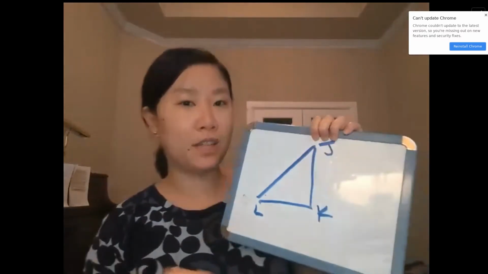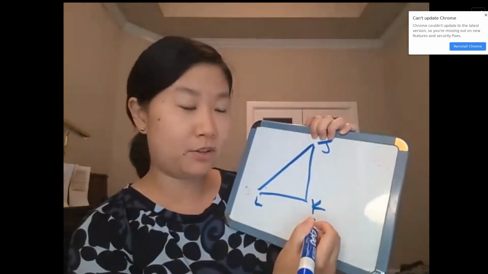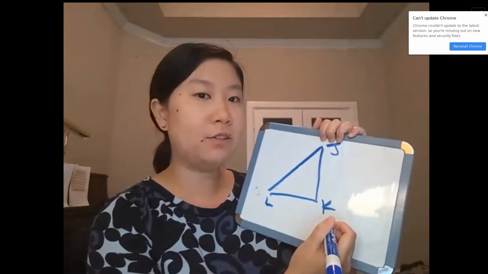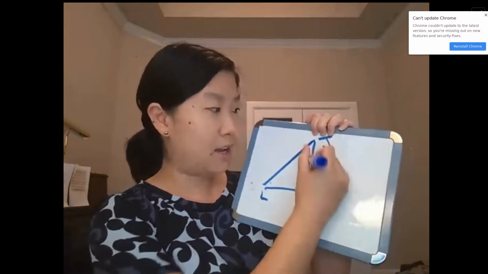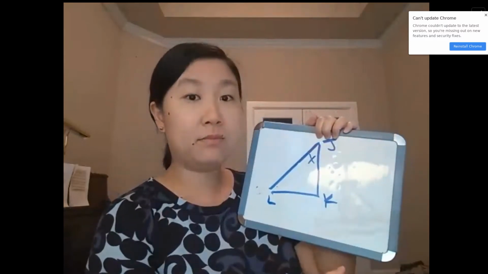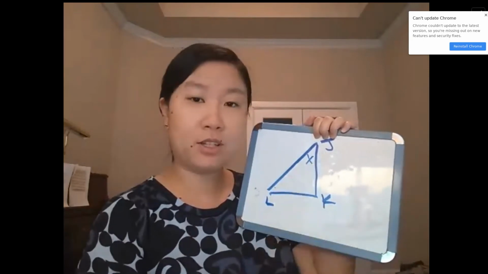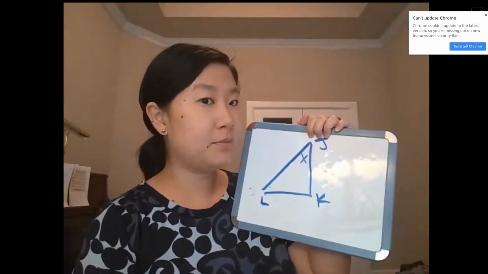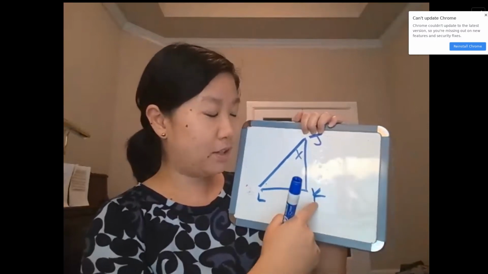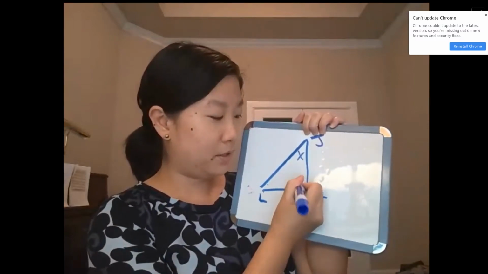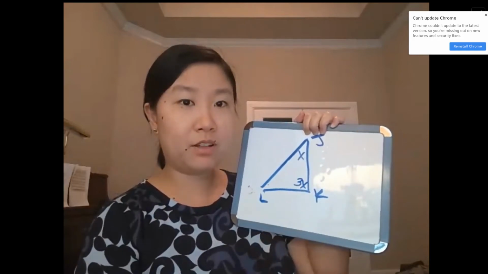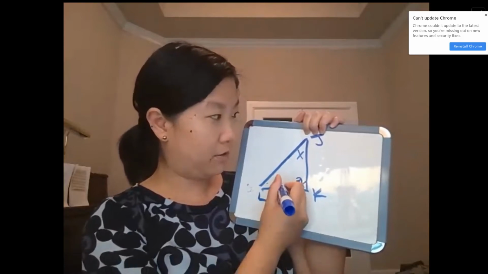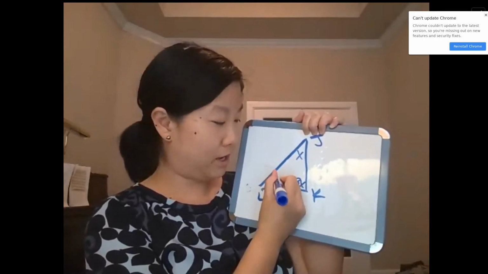So it says angle K is 3 times the measure of angle J. Because they're talking about other angles in terms of angle J, I'm going to make angle J my variable, and in this case, I'm just going to call it x. Since angle K is 3 times that measure, I'm going to call it 3x. And it says angle L is 8 times the measure of angle J, so I'm going to call that 8x.